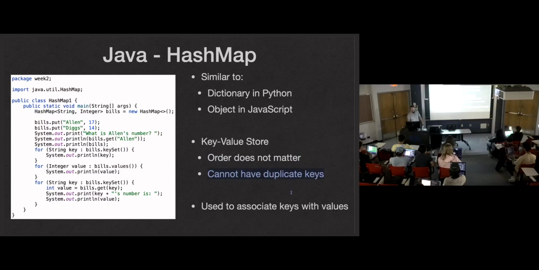And we can't have duplicate keys. Hopefully they hammered that into your heads in 115. But you can't have duplicate keys. You can't have a key that maps to 2 different values. Can't have it.